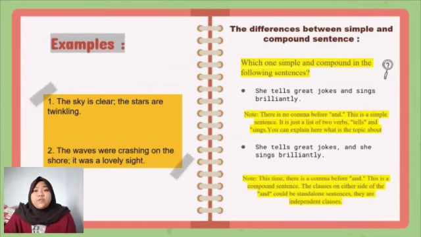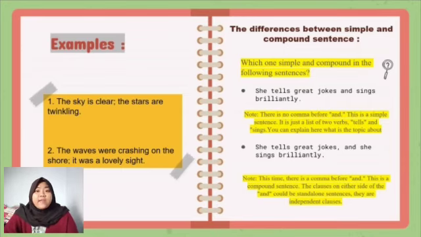The difference between simple and compound sentences. Which one is simple and which is compound in the following sentences? She tells great jokes and sings brilliantly. Note, there is no comma before and. This is a simple sentence. It is just a list of two verbs, tells and sings.